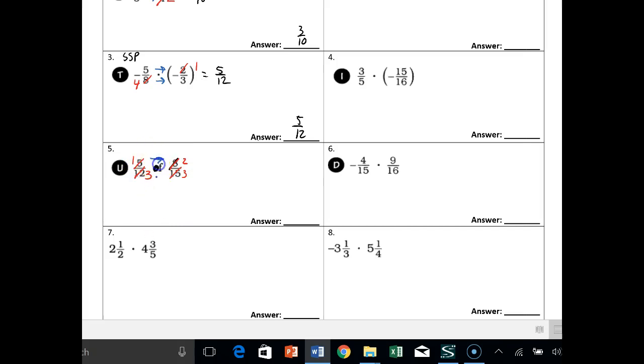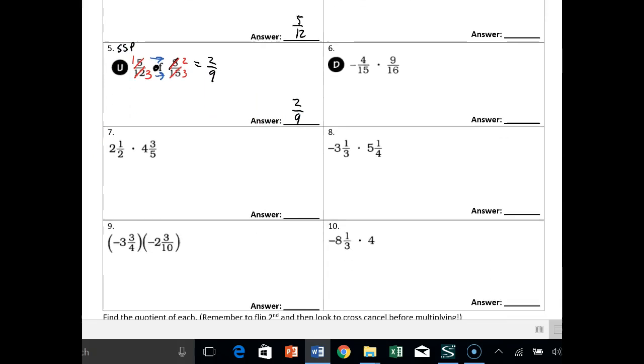So let's multiply straight across. 1 times 2 is 2. 3 times 3 is 9. And they were both positive, same signs positive, SSP. So that's why I have a positive 2/9.